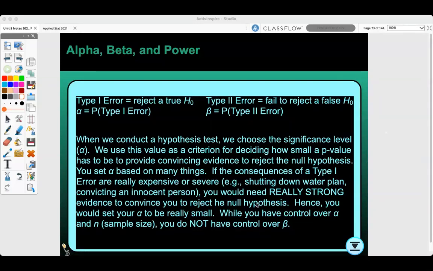Today we're going to talk about alpha, beta, and power. A type 1 error is when you reject a true null hypothesis. Alpha is the probability of a type 1 error. This is also when you get a false positive.